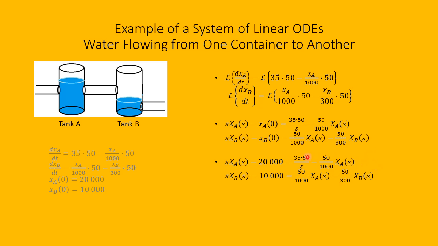But first, let's remember X sub A of 0 is 20,000, X sub B of 0 is 10,000. So we'll just plug those in to these two equations for these two values here. And now let's look at this. I'm going to move this term to the other side, and I'm going to move this term and this term to the other side over here. And we're going to do that in the next slide.